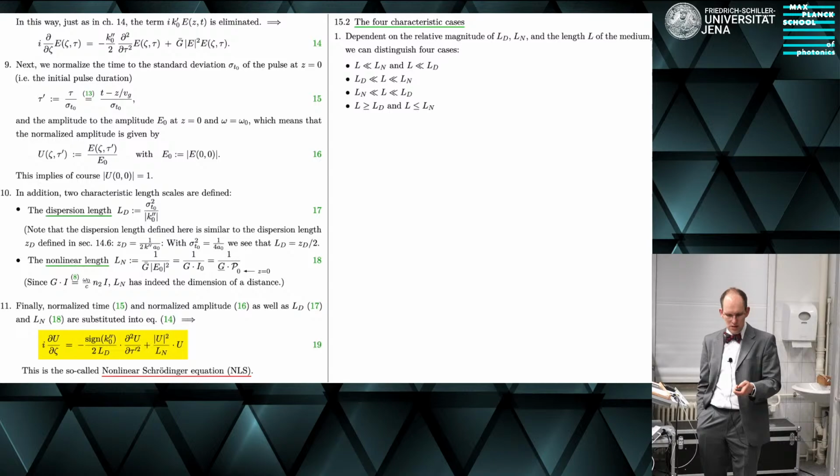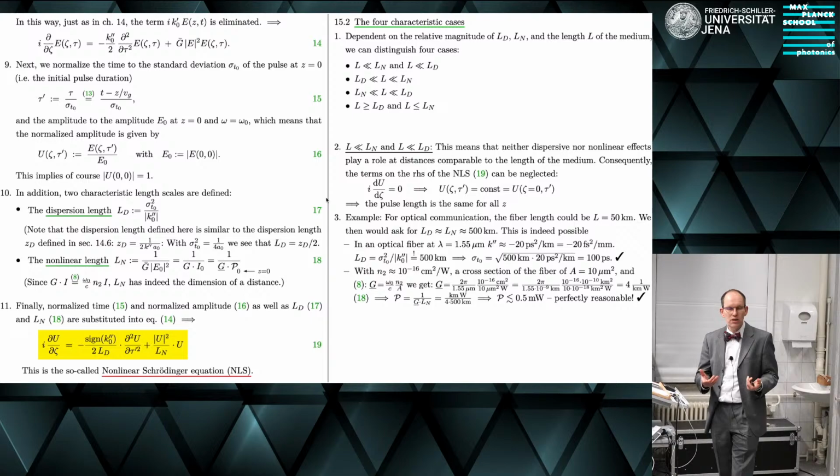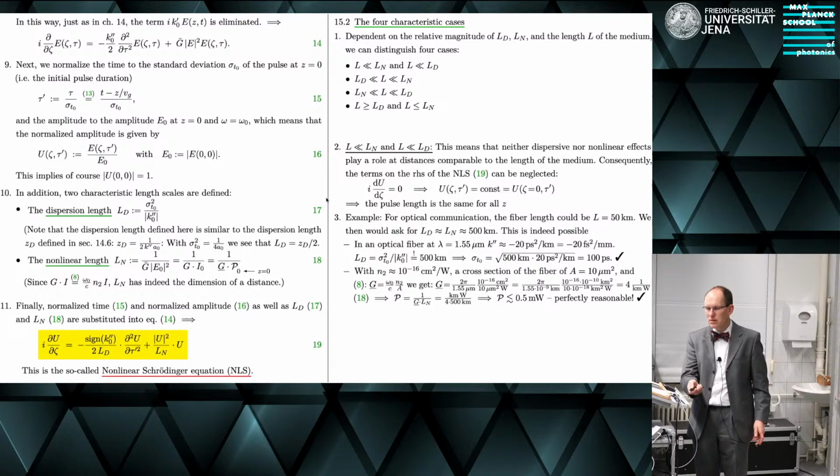So here it's written up: neither dispersion nor nonlinear effects play a role. The distance is comparable to the length of the medium, L. Consequently, you can neglect all these terms on the right-hand side of the differential equation. And this means that the field as a function of z doesn't change, right? Trivial. But we can actually look at an example of what it means if we want to satisfy this condition.